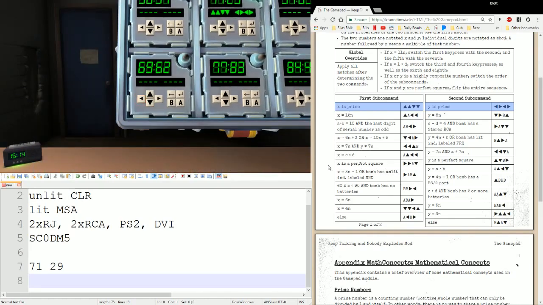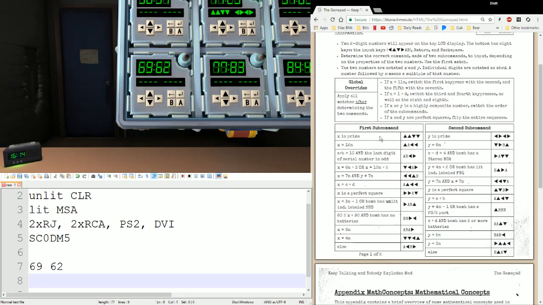69, 62. First subcommand is x prime. 69? Nope, 3 times 23, so that's not prime. Is it a multiple of 12? 12, 24, 36, 48, 60, 72. Nope, jumped over it. A plus b equals 10? A plus b, it's these two numbers added together, that's 15, so that's false.